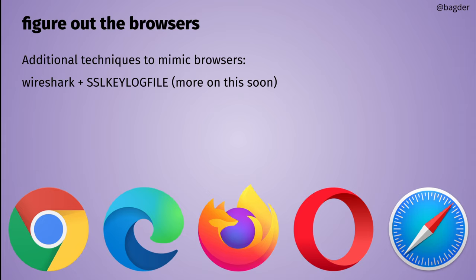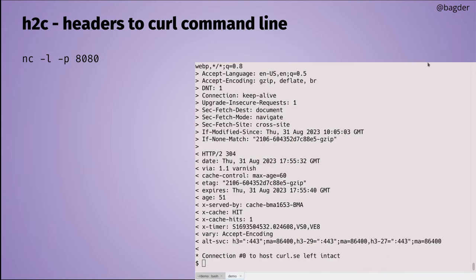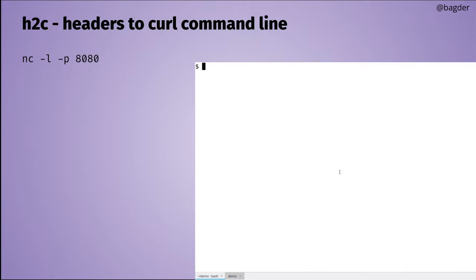I will show you later on how you can do SSL keylog file, and also another fun thing. If you want to mimic, for example, I want to show you this fun little service that I have, which is called headers to curl. So basically, if you do like this, and now I need a terminal as well. Here's my terminal. Okay, so now I have different tabs on this terminal. As you can see, they change color.